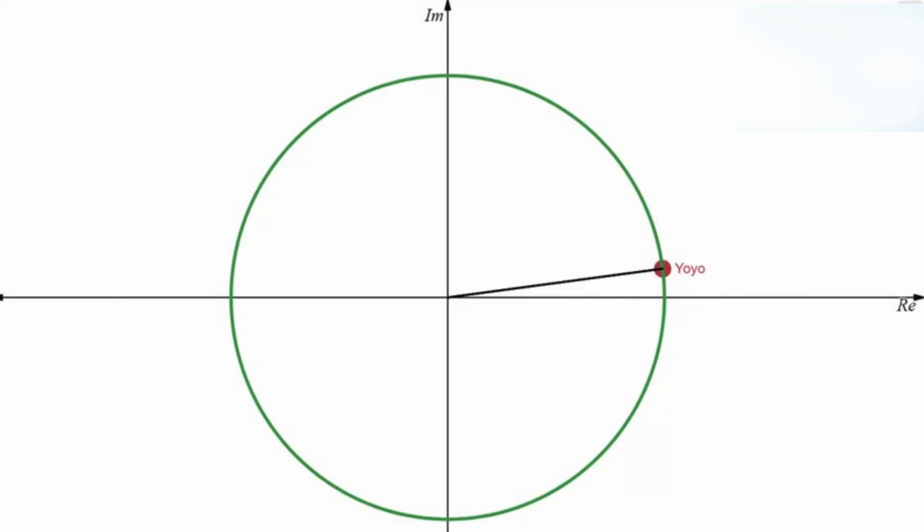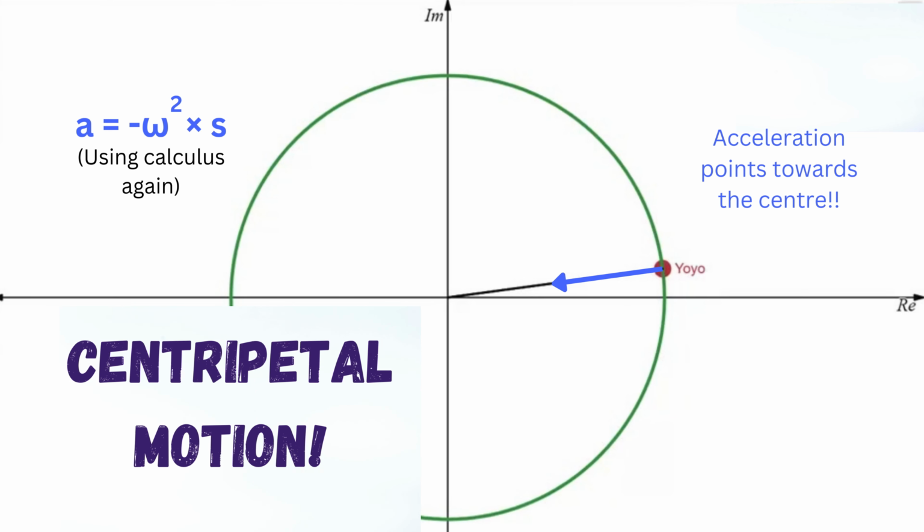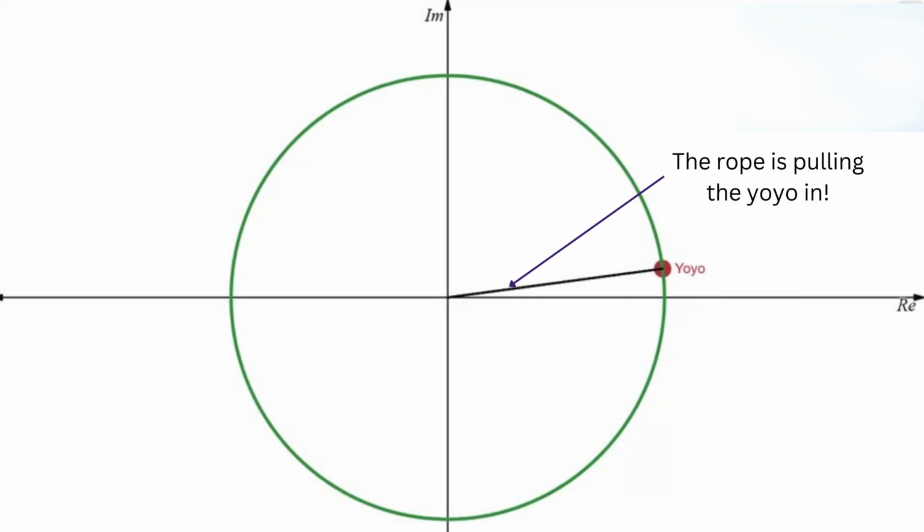If we find the acceleration using calculus, we get the acceleration is minus omega squared multiplied by the same position complex vector we saw before. This shows us that the acceleration always points towards the circle's center, and it is for this reason physicists call this kind of motion centripetal motion, where centripetal means center seeking. This makes sense because as you're spinning a yo-yo, the only force that is keeping it in circular motion is the tension force of the rope.